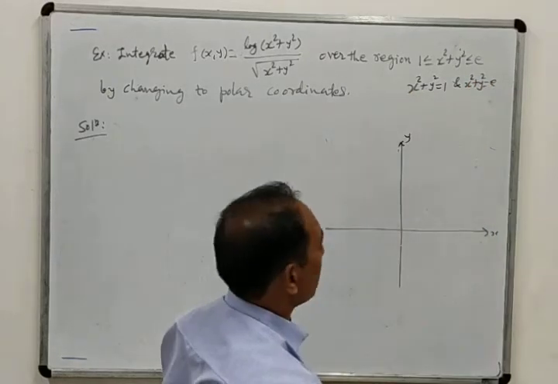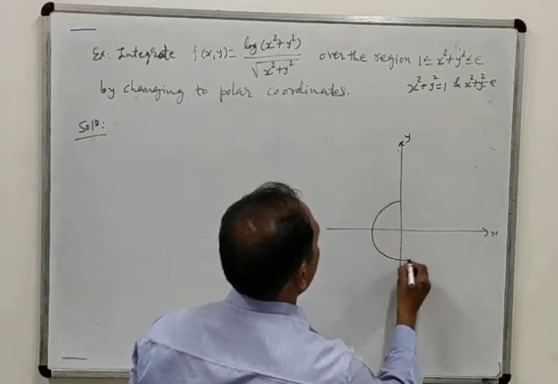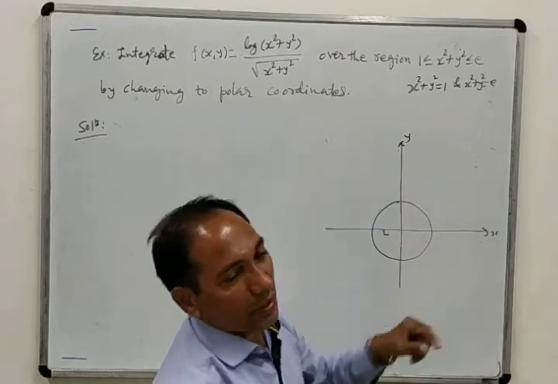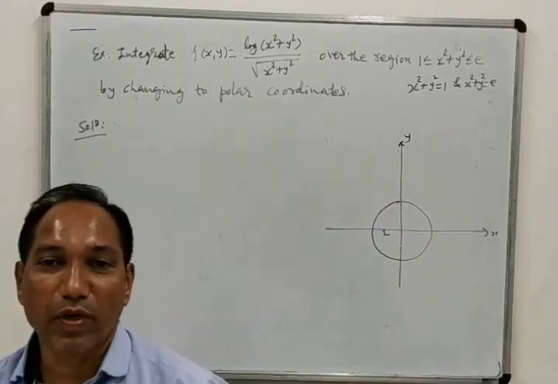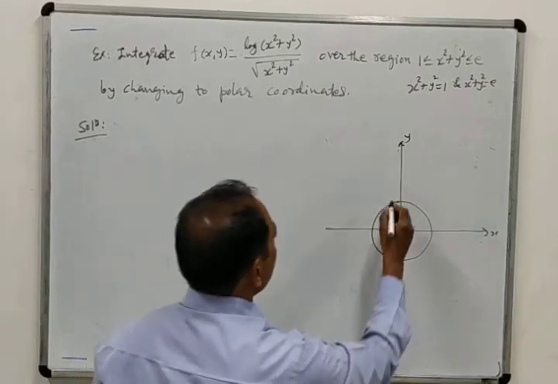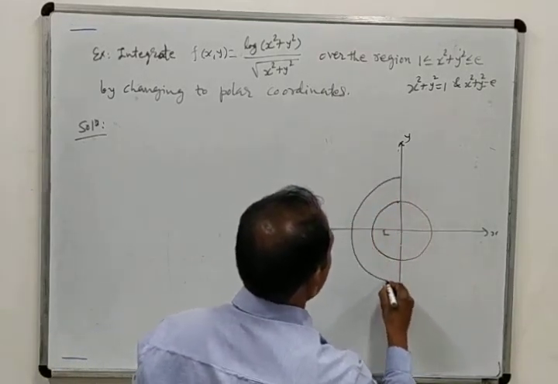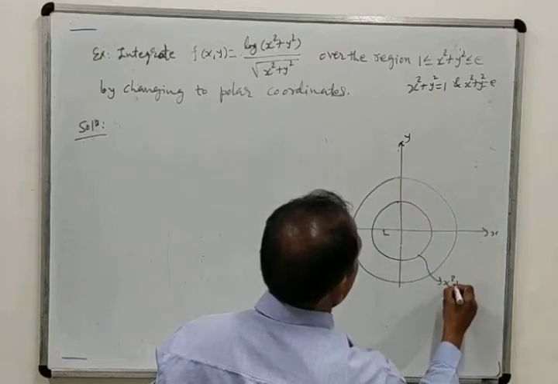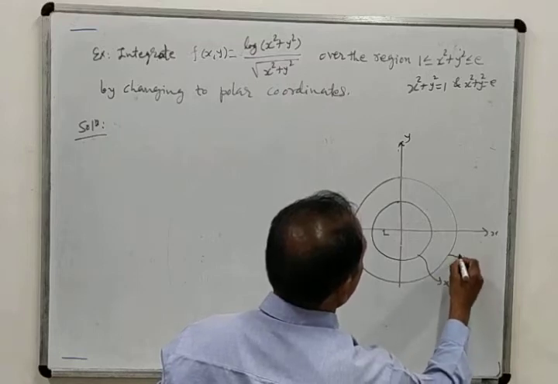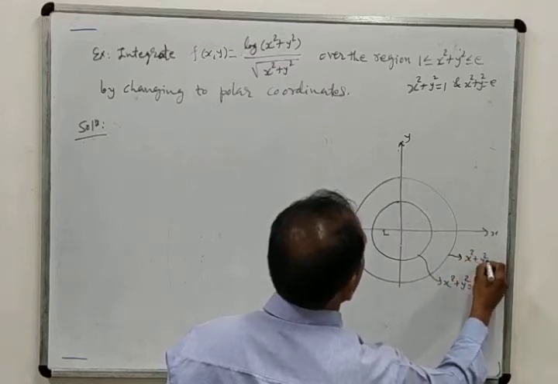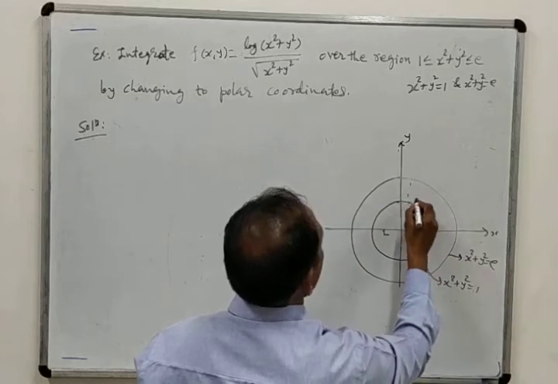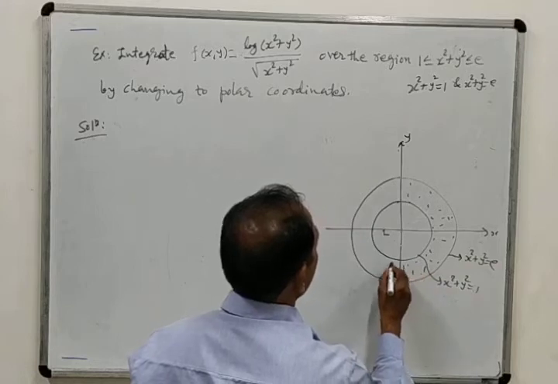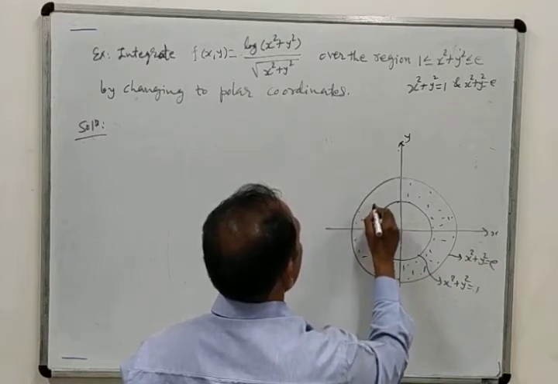So x square plus y square equal to 1 is a circle with radius 1. And x square plus y square equal to e is also a circle, and we know that e is approximately 2.71. So obviously this circle is larger than this circle. This is the circle x square plus y square equal to 1. We must mention the names over here, and this is the circle x square plus y square equal to e. So the region lies between these two circles.